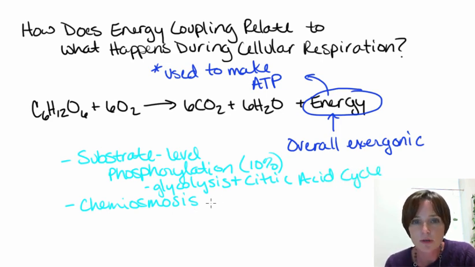And then the chemiosmosis part, our second way of making ATP, is going to generate about 90% of the ATP that we make, and that will be in the third stage, which is our oxidative phosphorylation.